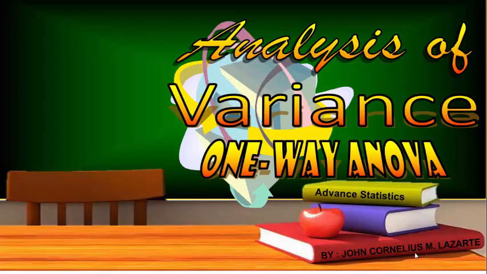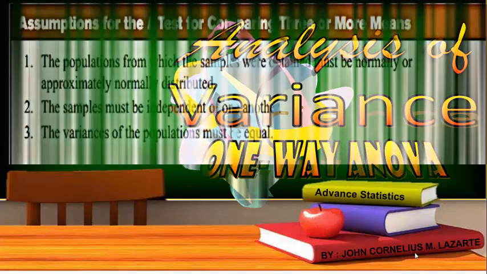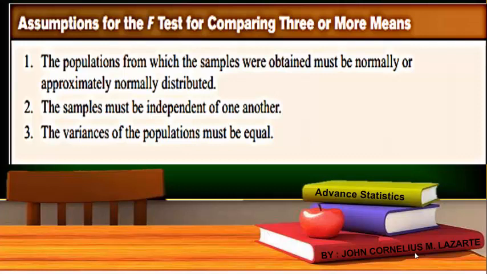The analysis of variance using the one-way ANOVA. The assumptions for the F-test for comparing three or more means: the first is the populations from which the samples were obtained must be normally or approximately normally distributed. Second is the samples must be independent of one another. And last, the variances of the populations must be equal.